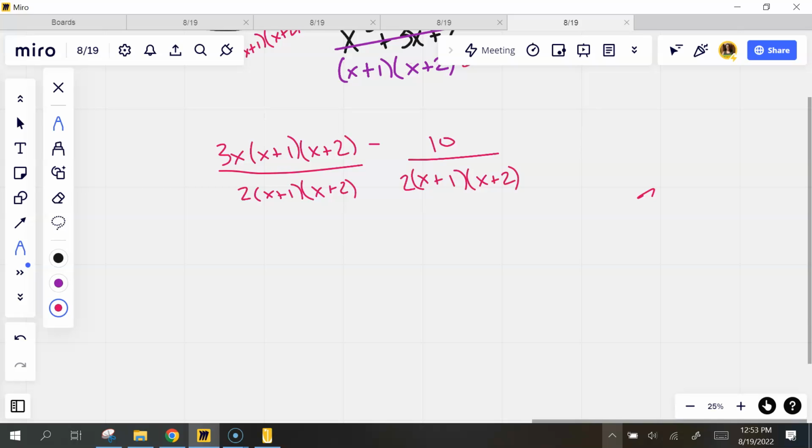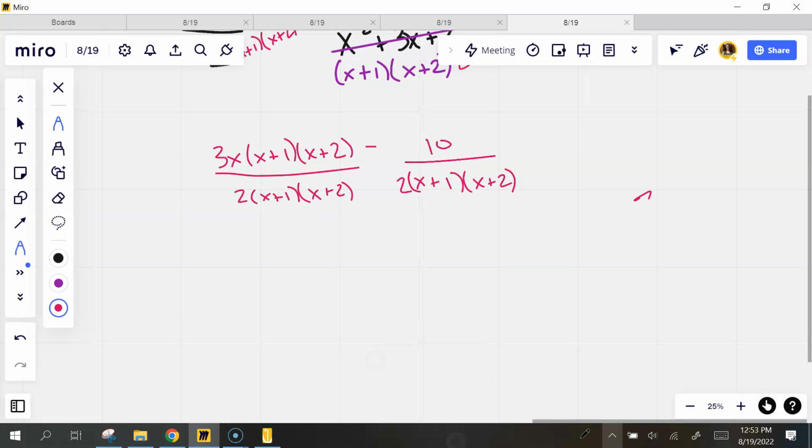I don't know either. I don't know what's going on. I have 3x times x plus 1 times x plus 2 minus 10. The amount of stuff I've done today is amazing. I've done 4 mood boards.